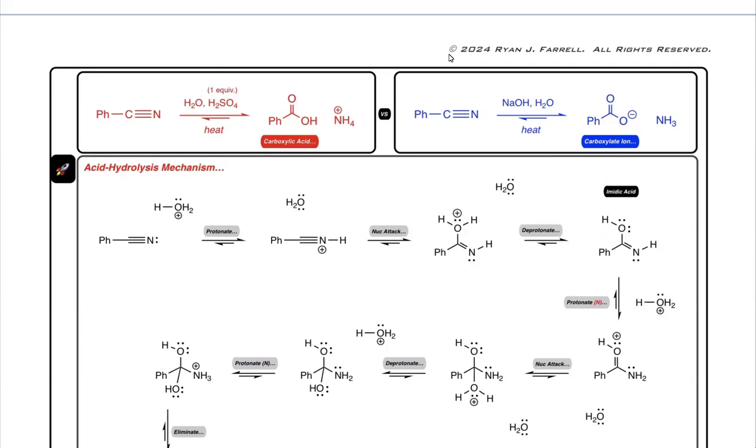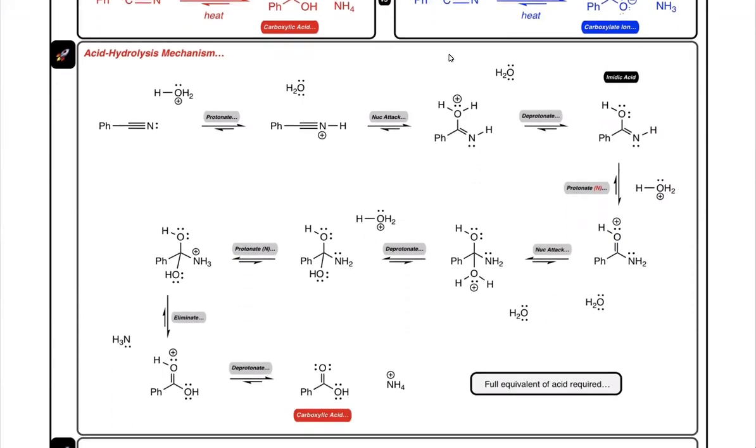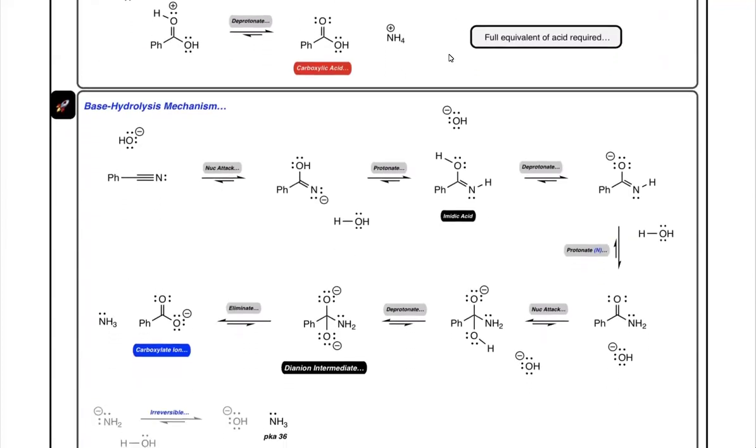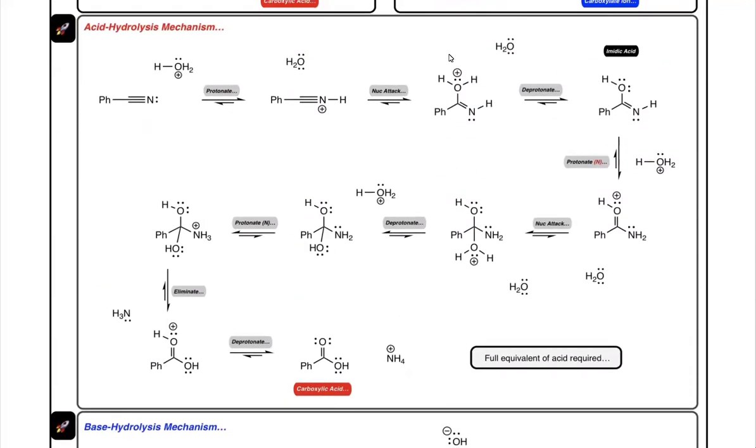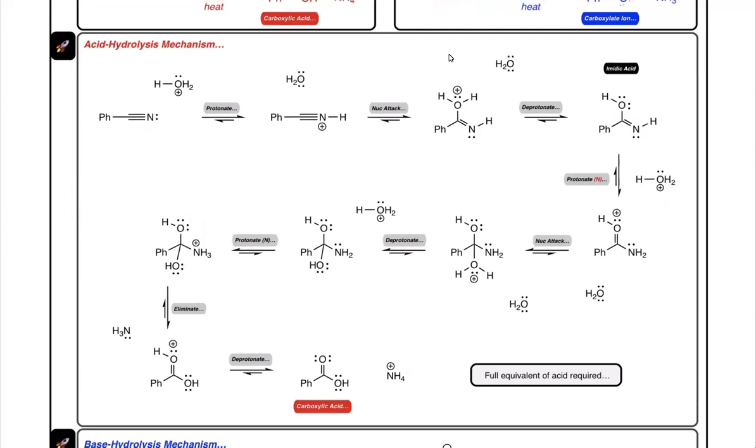Under base hydrolysis conditions, we'll react with NaOH, H2O, and heat. We have a hydrolysis under base conditions to produce a carboxylate ion, and our nitrogen byproduct is neutral. Let's look at the mechanisms. Now, these mechanisms look daunting, but don't let that scare you, all right? Let's apply what we've learned.